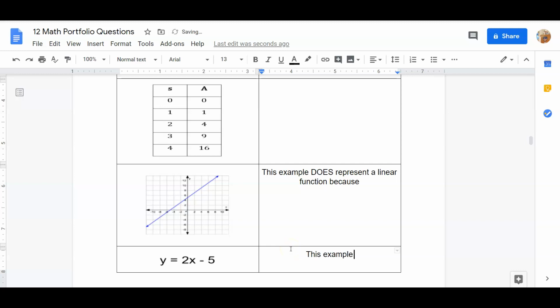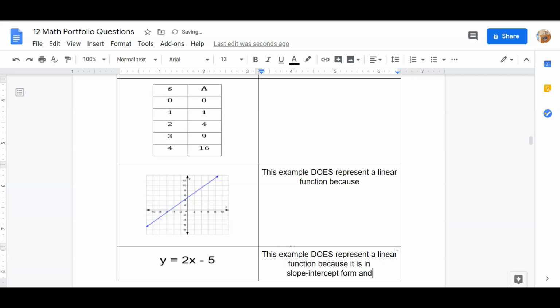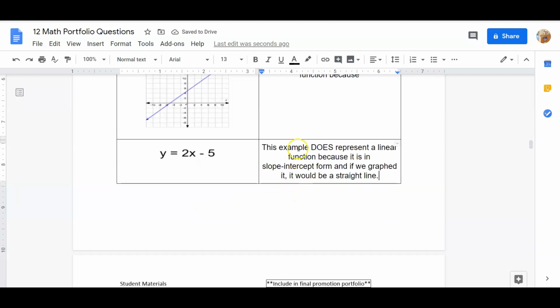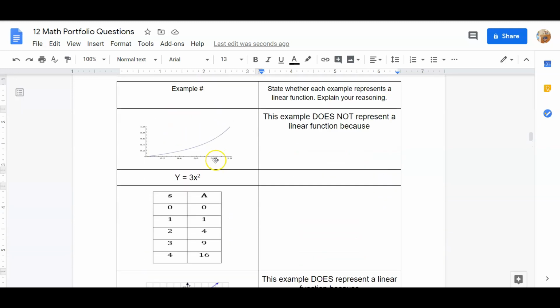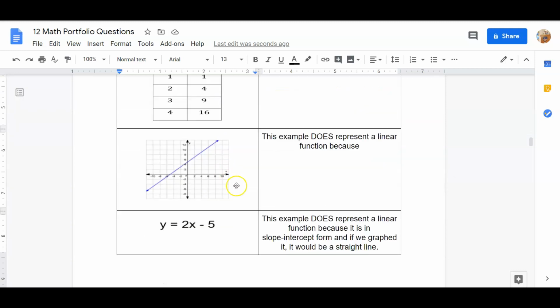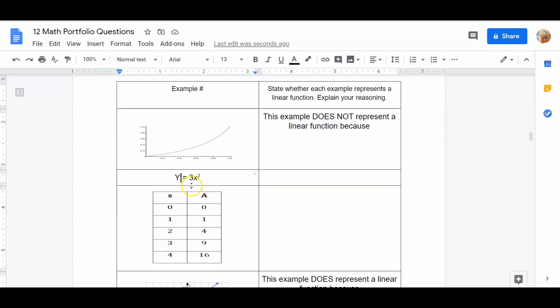this example does represent a linear function because it is in slope-intercept form, and if we graphed it, it would be a straight line, right? Because that's what it does look like. So let's say we had an equation that was not in slope-intercept form. Let's just say we didn't, right?